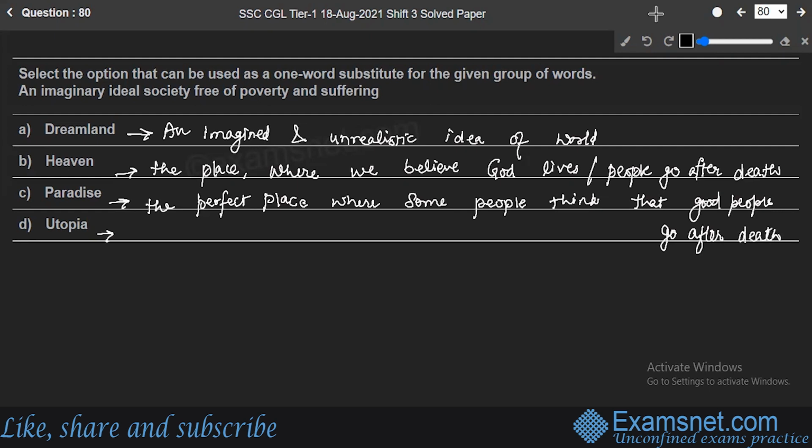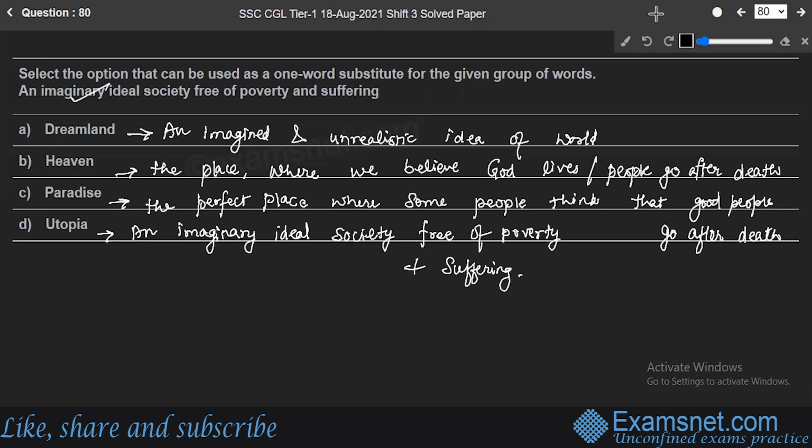Then you have the utopia, which means an imaginary ideal society free of poverty and suffering. So, what do you think? Which of these words satisfy the given set of words? An imaginary ideal society free of poverty and suffering is, of course, option D, utopia. Hope you are clear with this. Then let's move to the next question.